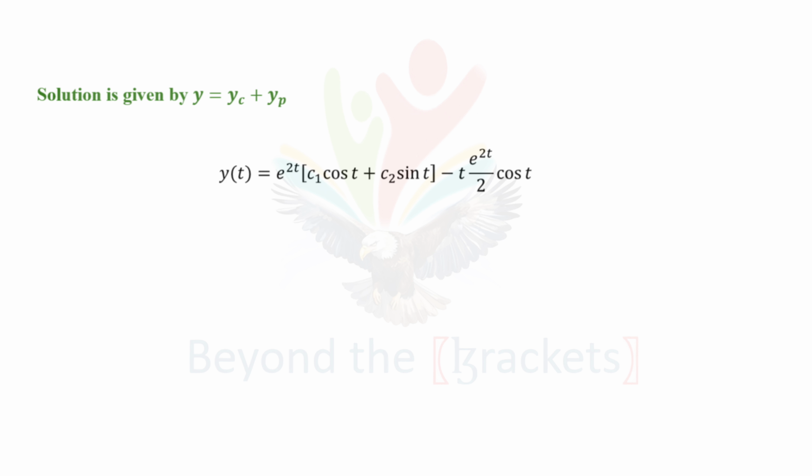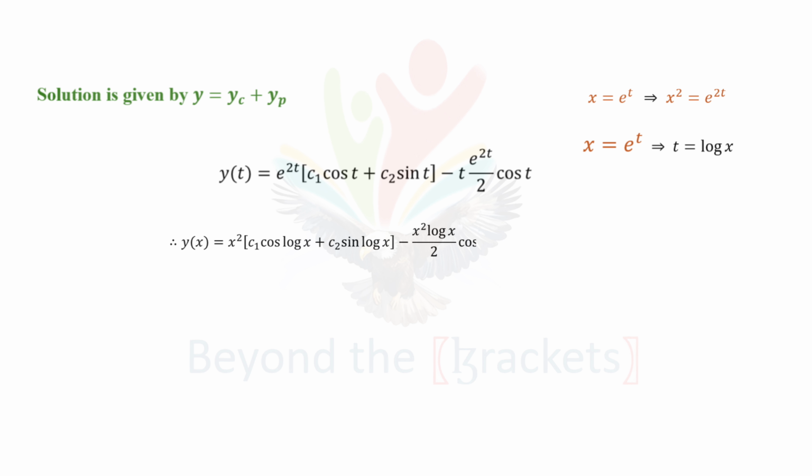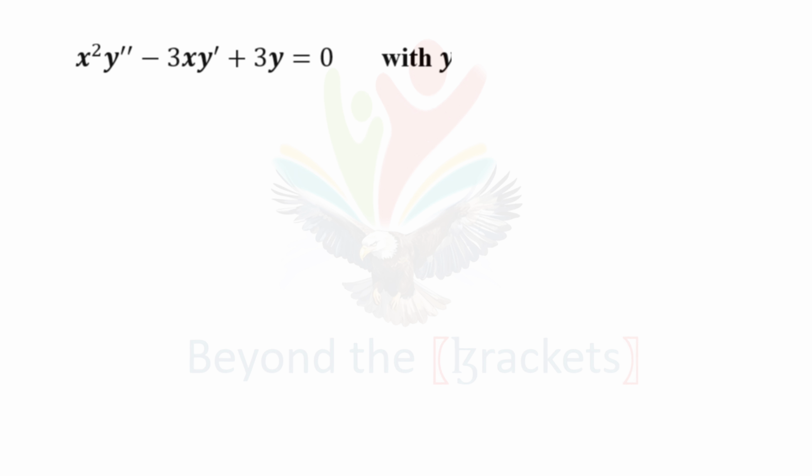Converting the solution in terms of x, since x is equal to e power t, e power 2t will become x square. C1 into cos t will be written as cos of log x, plus C2 into sin t will be written as sin of log x. Minus t is log x, e power 2t is x square divided by 2, cos t is cos of log x. Let's look into the last question.